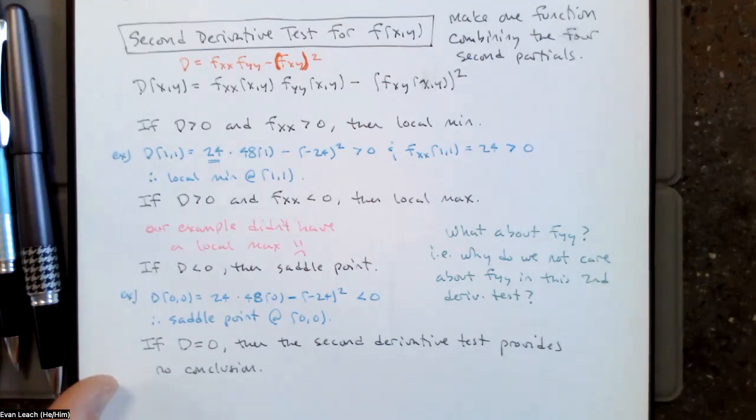This is a relic from the past. If our second derivative test is equal to 0, then we don't get anything from the second derivative test. Then it's a matter of reading signs. It looks like we're reading the signs of fxx, but only if this d function is positive. If the d function is negative, I don't worry about anything else. I can just immediately conclude that there's a saddle point going on.